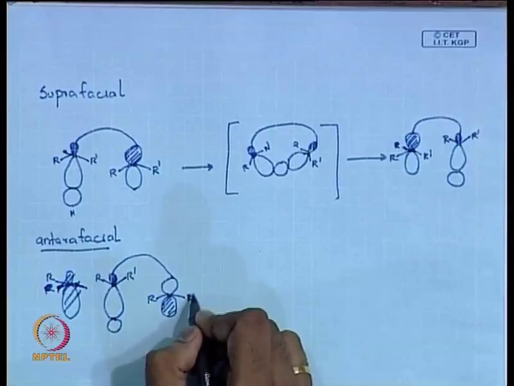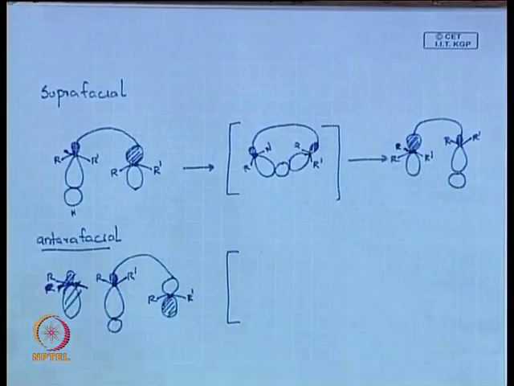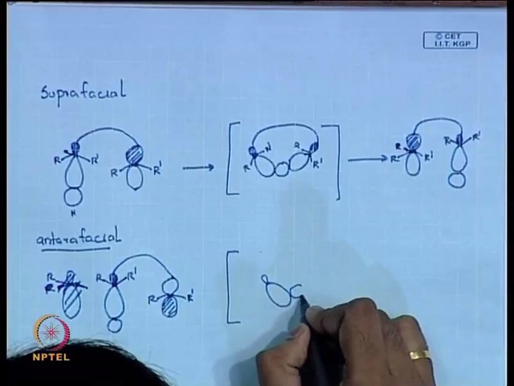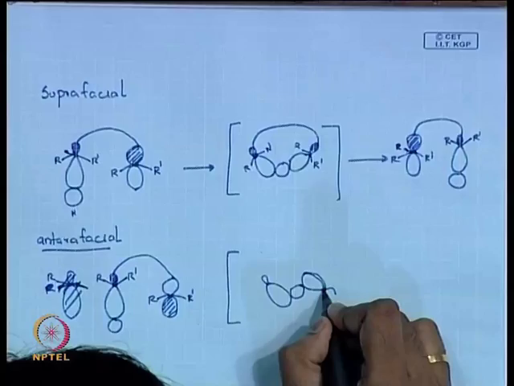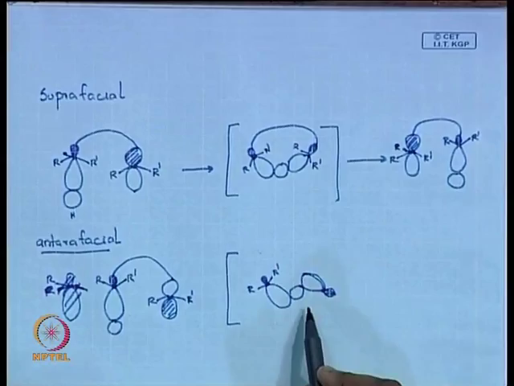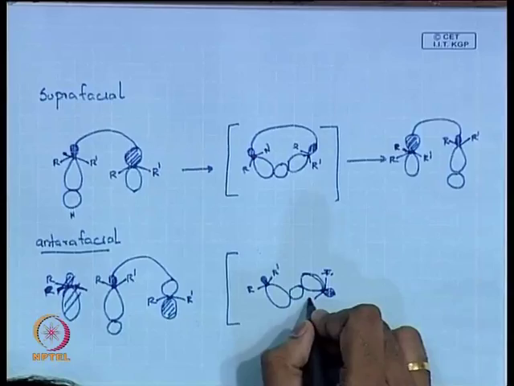So now, can you think how to draw this? Can you think this way, how the antarafacial looks? How these guys can move? Now I want this R and R prime to be, because it has turned like this, right. So your R prime will be on this and your R will be here, right. I just turned this.